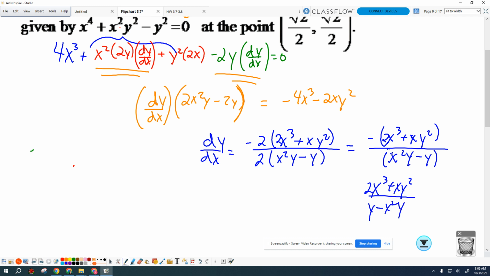Are the blue one on the top and the blue one on the bottom the same? If I multiply by -1 over -1, that negative drops, and these guys switch sides. However, this worked.